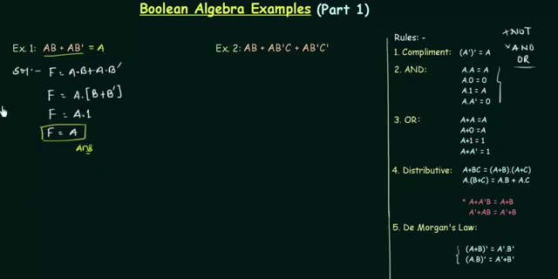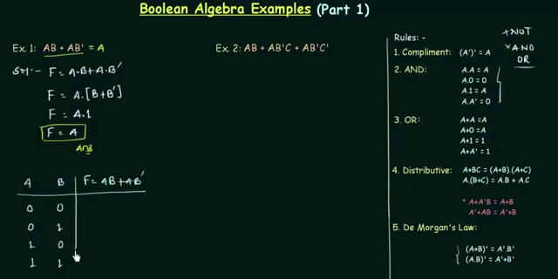Now you can prove this by using the truth table. So let's do it quickly. We have two variables A, B. The output is f, and this is equal to A B or A B complement. And as there are two variables, we have four possible combinations. Now let's try to find out the value for f.